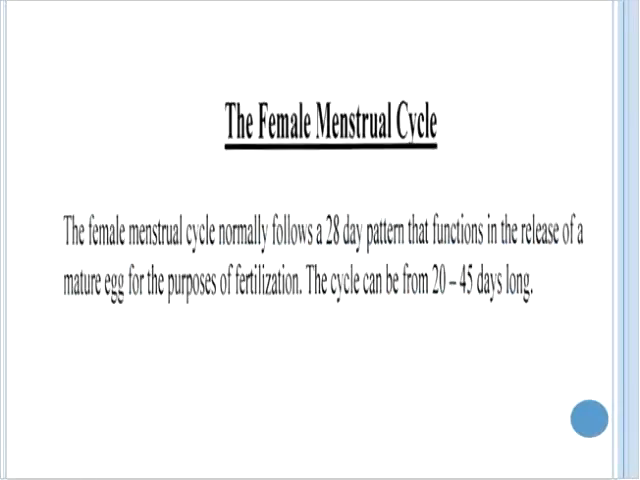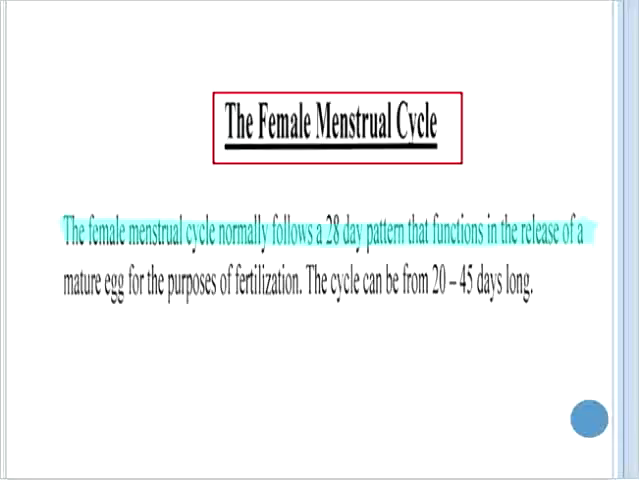In this clip, we'll be taking a look at the female menstrual cycle and the hormones attached to female reproduction. Typically, the female menstrual cycle will follow a 28-day cycle that functions in the release of a mature egg for the purpose of fertilization. And while 28 days is typical, this cycle can certainly vary. Anywhere from 20 to 45 days in length is not abnormal.